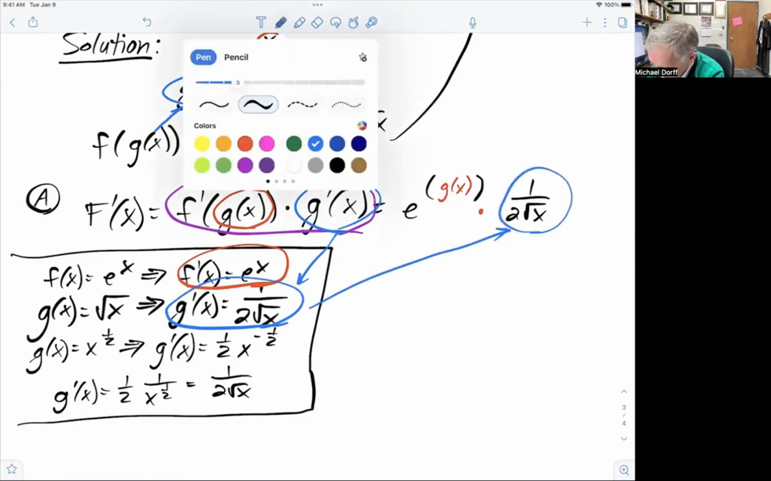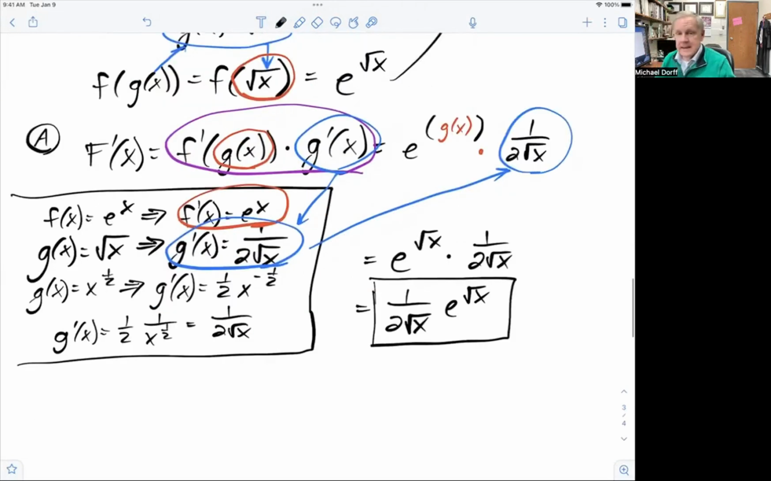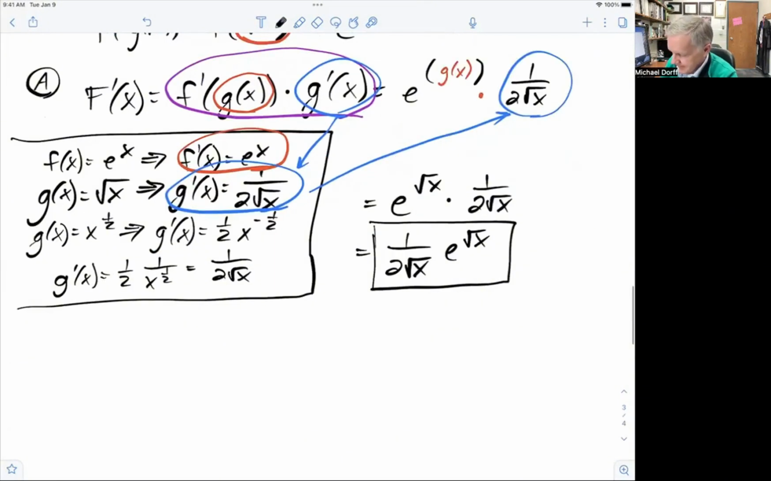And from there we have g, and what is g? g is square root of x, times 1 over 2 square root of x, and I could write this then as 1 over 2 square root of x times e to the square root of x. There are other ways you could write that. Notice that in this final answer, the boxed answer that I put there, you can't cancel out the square root of x's. You have to just leave the answer like that.